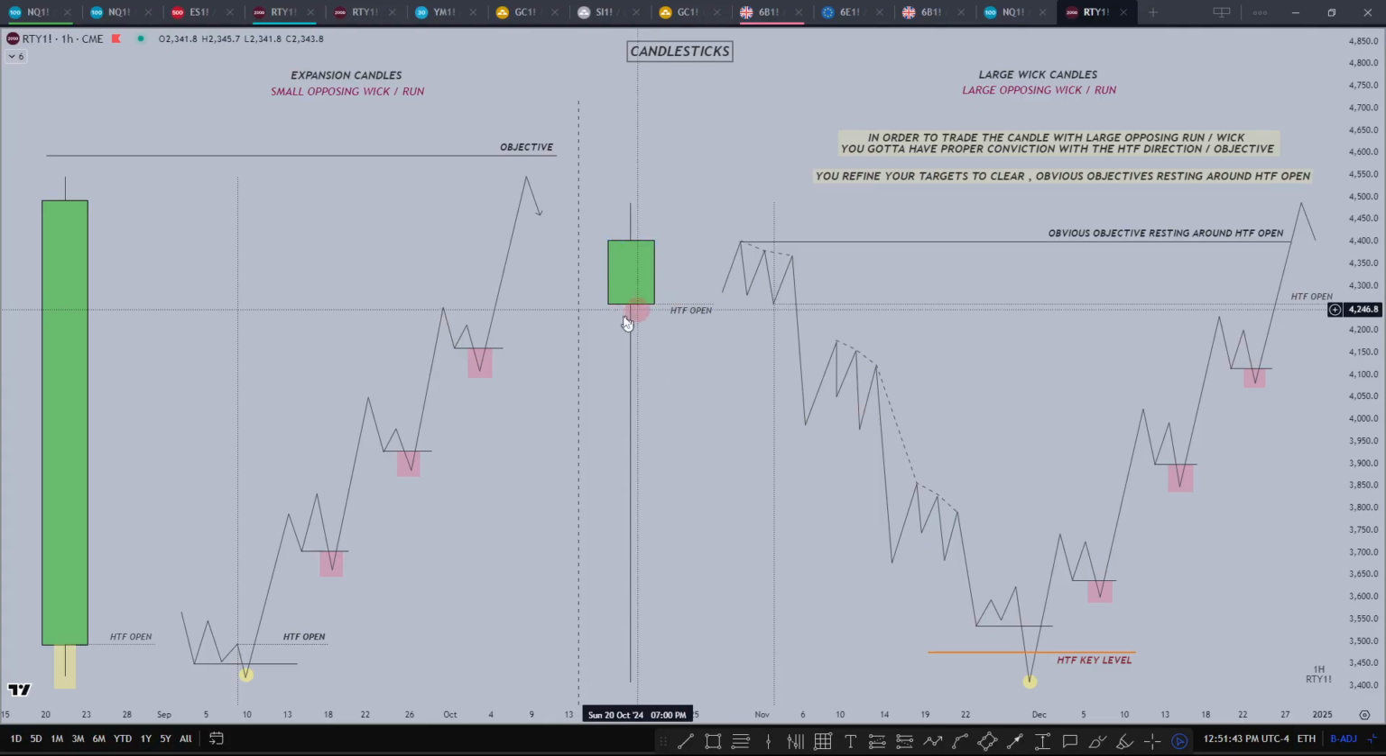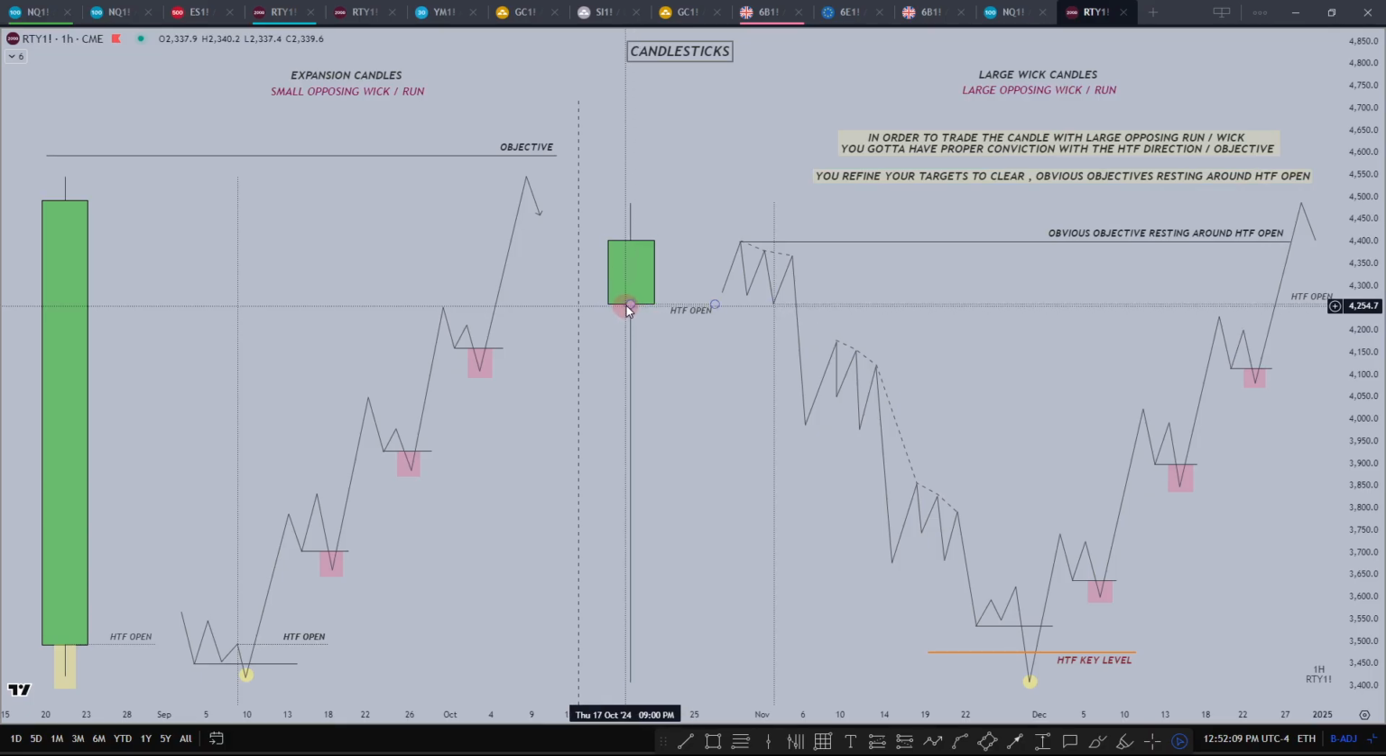But the main thing: how do we participate in candles which have large wick? In order to trade a candle with large opposing wick, you gotta have proper conviction with the high time frame direction or objective, and you define your targets to clear, obvious objectives like these, resting around the high time frame open.